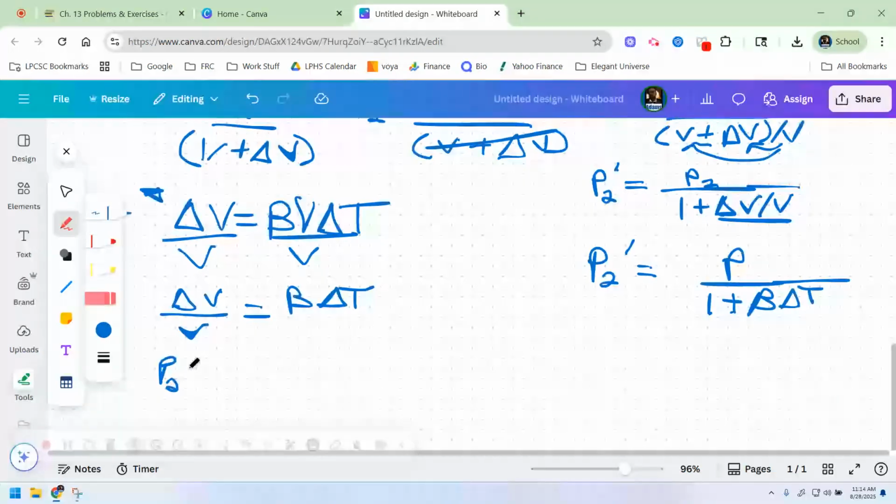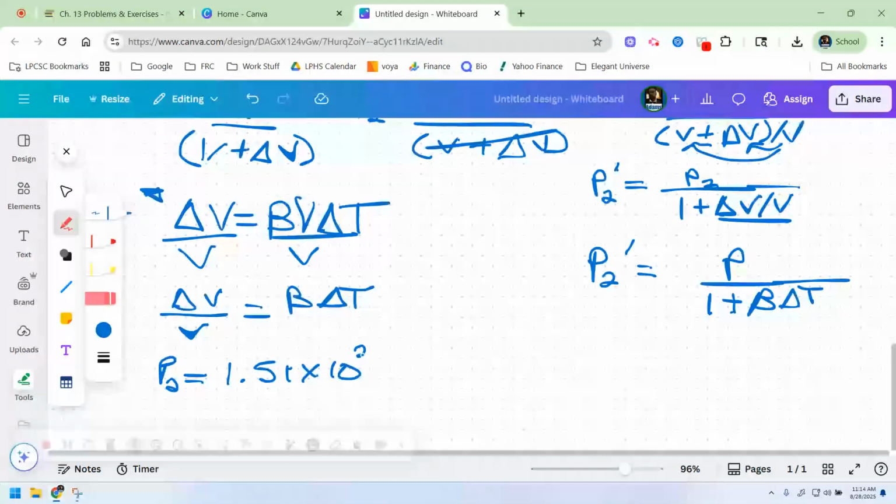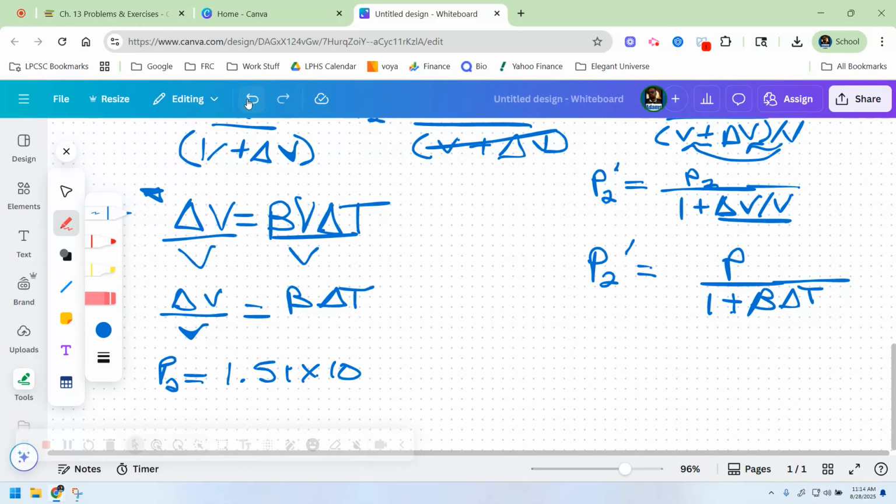That's what part A was. That's all the P1, P2 stuff. And so we said regular P2 was just 1.151 times 10 to the 5th, 10 to the 5th, not 2, Pascals.